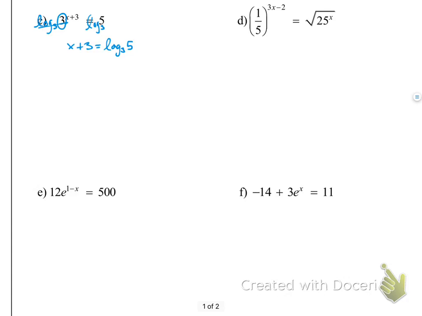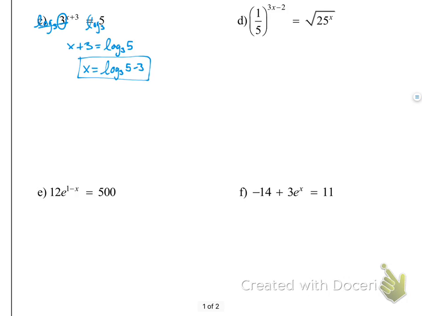And this is the equation we're actually solving. So we subtract 3 from both sides, and x equals log base 3 of 5 minus 3. And I'm going to leave it there for now. If you have a calculator, of course, you are always able to plug that in, maybe.